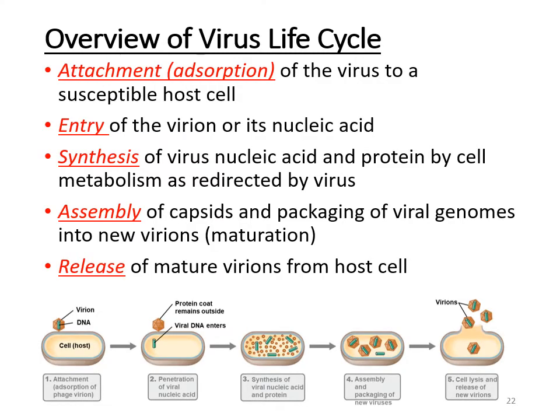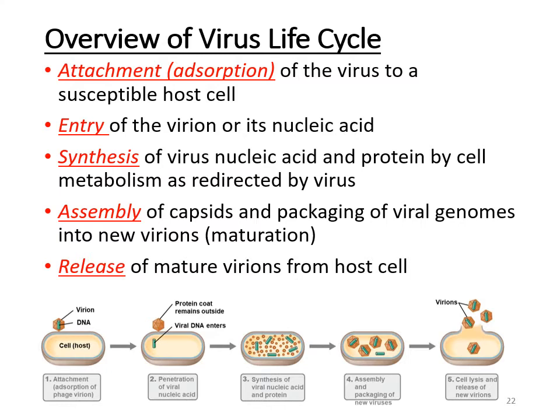Now this slide gives you an overview of the virus life cycle as it's infecting bacterial cells, because right now we're mainly focusing on bacterial cells. The first step is attachment, which is like any infection, even in us: in order to infect a host, the pathogen needs to be able to stick to it first. So it grabs a hold, sticks to it, and then enters.